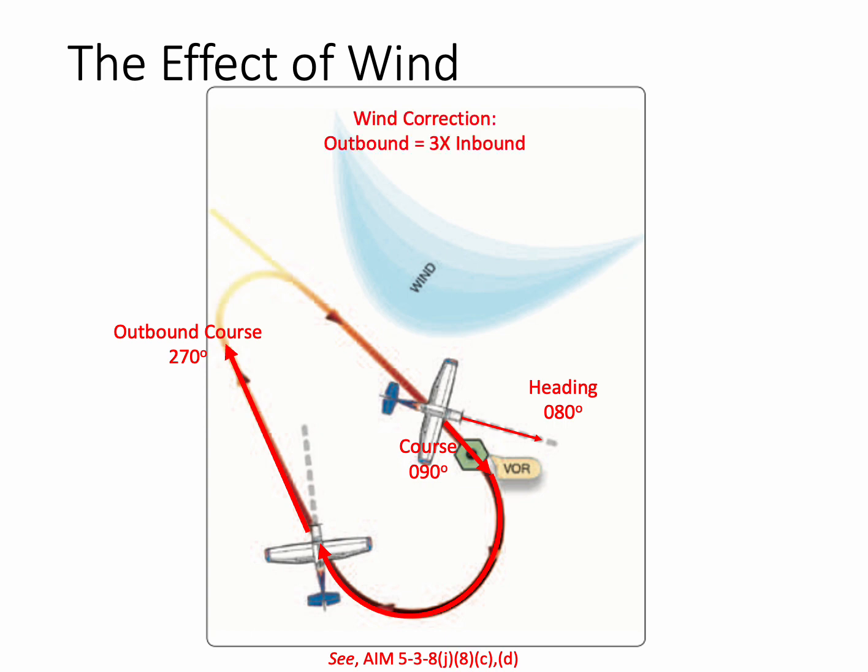According to the AIM, the wind correction used on the outbound leg should be 3 times the wind correction used on the inbound leg. In our example here, the wind correction on the inbound leg is 10 degrees, so the wind correction on the outbound leg would be 3 times that, or 30 degrees.